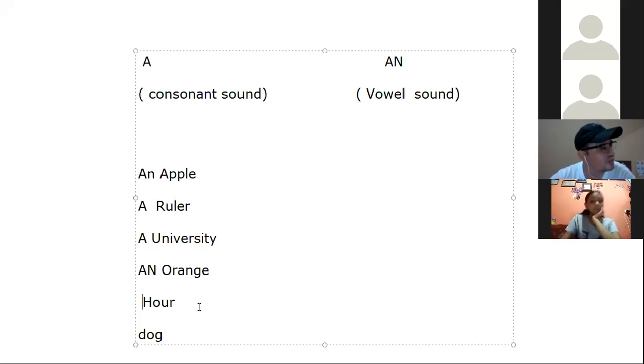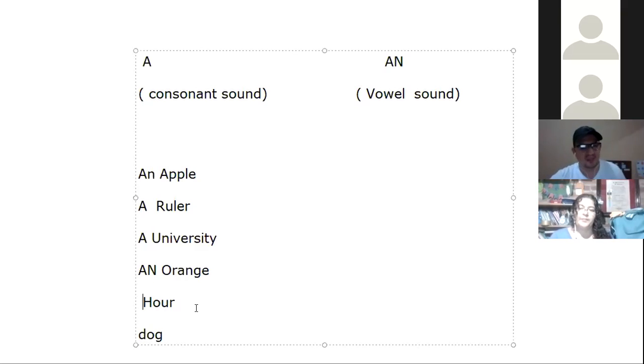Hour. ¿Consonant o vowel? Vowel. No se dejen ir por la letra. No es lo que miras, es lo que escuchas. Hour. Well, listen. Consonant sound? No, no es consonante. Oiga el sonido: hour. Entonces yo voy a decir an hour. Be careful with that. Okay, ese es un truco.